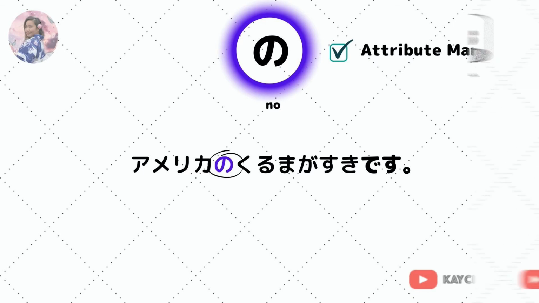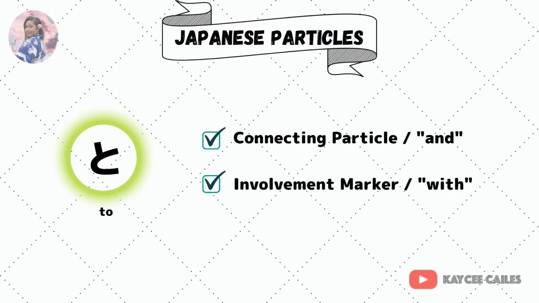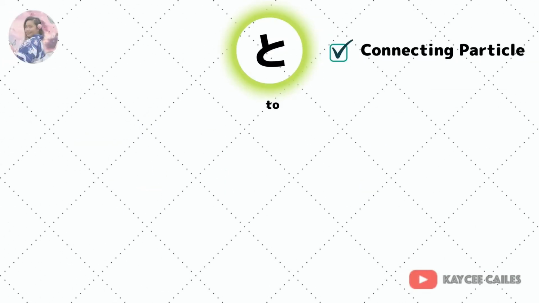Fourth particle on our list is to. It is a connecting particle which connects two or more nouns. It can be translated in English as and. It is also an involvement marker which indicates that the action was done together with. Let's see the following examples for to as connecting particle.